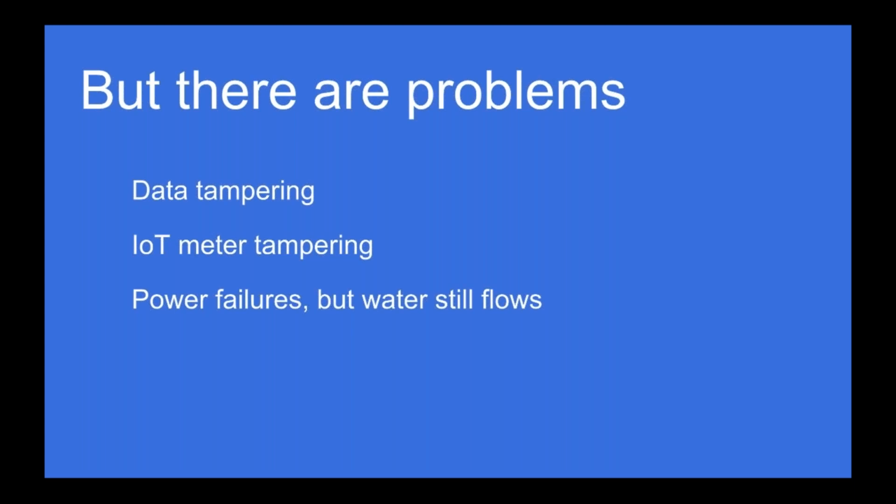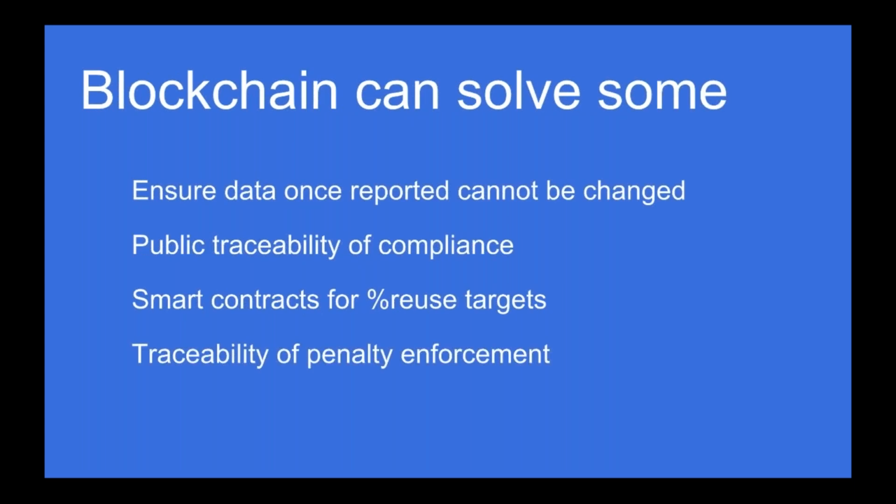Now, a blockchain itself can address some of these problems. What a blockchain can do is basically ensure that data once reported onto the blockchain cannot be changed. Now, this is essential because if the same data from IoT meters was reported into a software database, we know that a database administrator could actually change the data that is reported. But if the same data that is reported by IoT meters is going into a blockchain, then we know that the data cannot be tampered with.